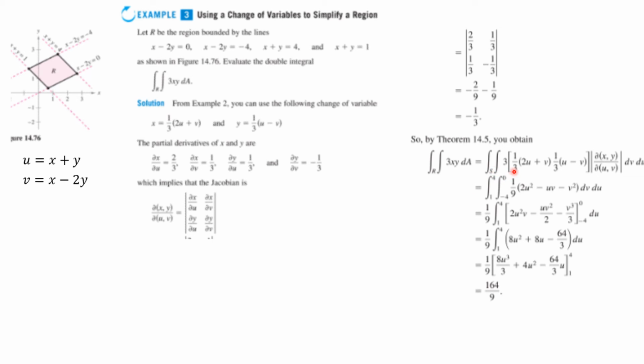So this is going to be 3. This is what x was. This is what y was. And this also is another factor of 1/3, dv du is the way we're doing that. And this is just an iterated integral. It goes from minus 4 to 0 and 1 to 4. You should verify this calculation, but at the end you get the exact answer of 164 over 9.